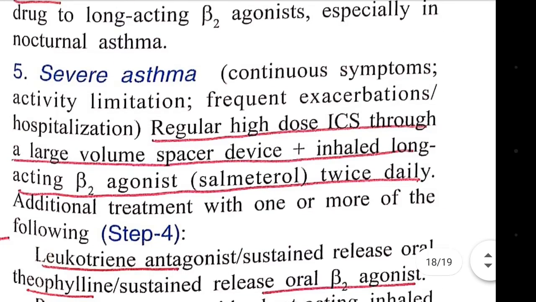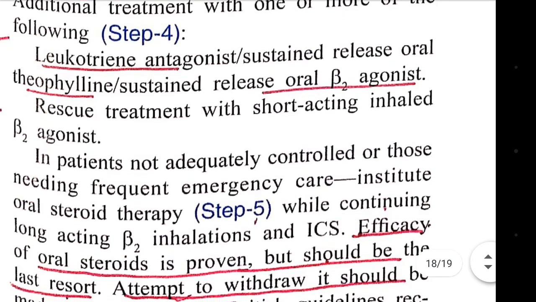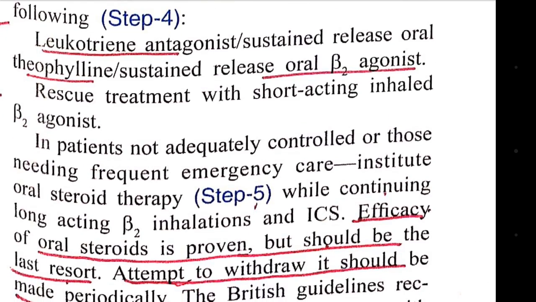Next is severe asthma. In case of severe asthma, you give regular high dose of ICS through a large volume spacer device plus inhaled long acting beta 2 agonist twice daily. You also give an additional treatment with any of the following: leukotriene antagonist, or sustained release oral theophylline, or sustained release oral beta 2 agonist.